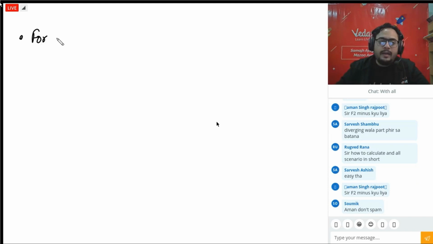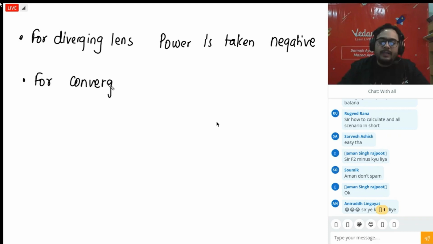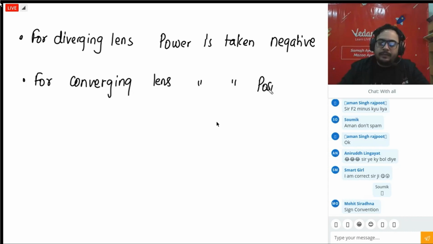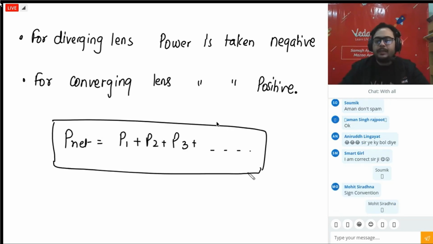For diverging lens, power is taken negative. And for converging lens, power is taken positive. Yes, sign convention, and net power is always equal to P1 plus P2 plus P3. So I hope this helps you again. I think your internet connection was lost.